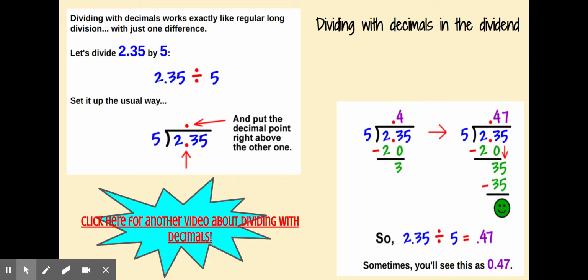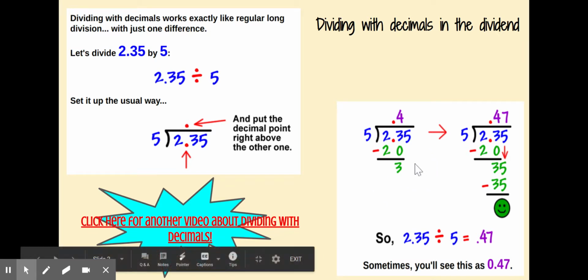Dividing with decimals works exactly like regular long division, just we have to move the decimal. In this first example, we're dividing 2 and 35 hundredths by the whole number 5. We set it up the usual way. Instead, though, we move our decimal from the dividend up to the quotient. We take that decimal point and just move it straight up.